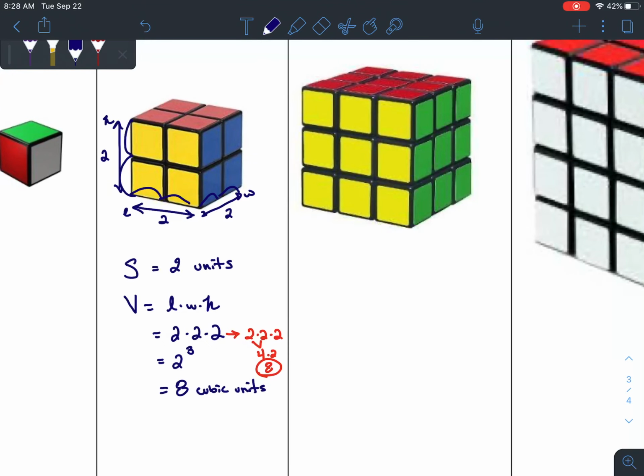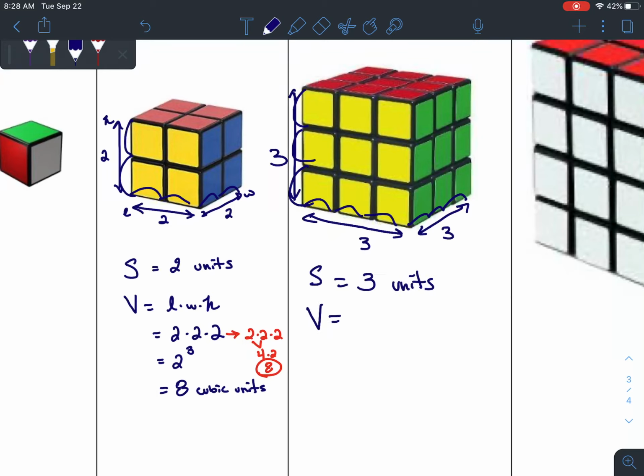Let's go to the next one. What is the side length of this cube? 3. 1, 2, 3. Side length is 3 units. The volume, again, is multiplying all the sides. And we have 3 times 3 times 3, which is the same thing as 3 cubed, which is 27 cubic units.